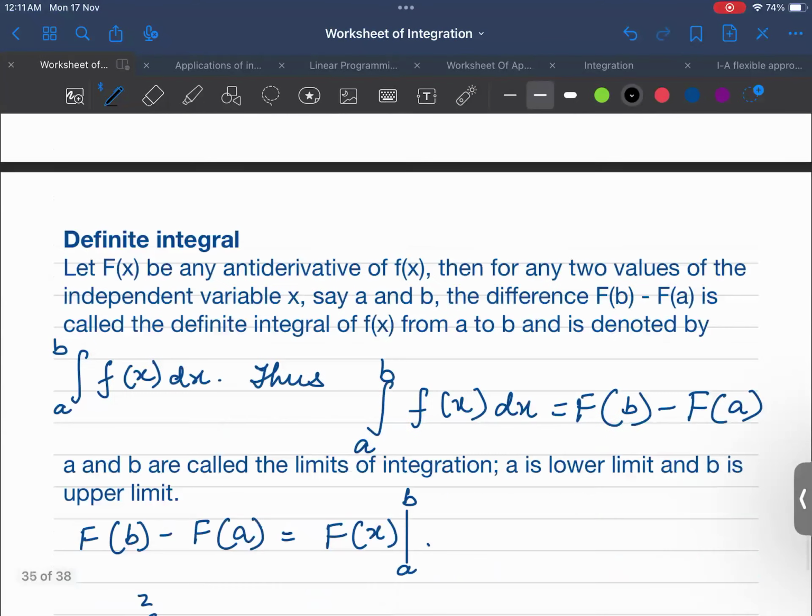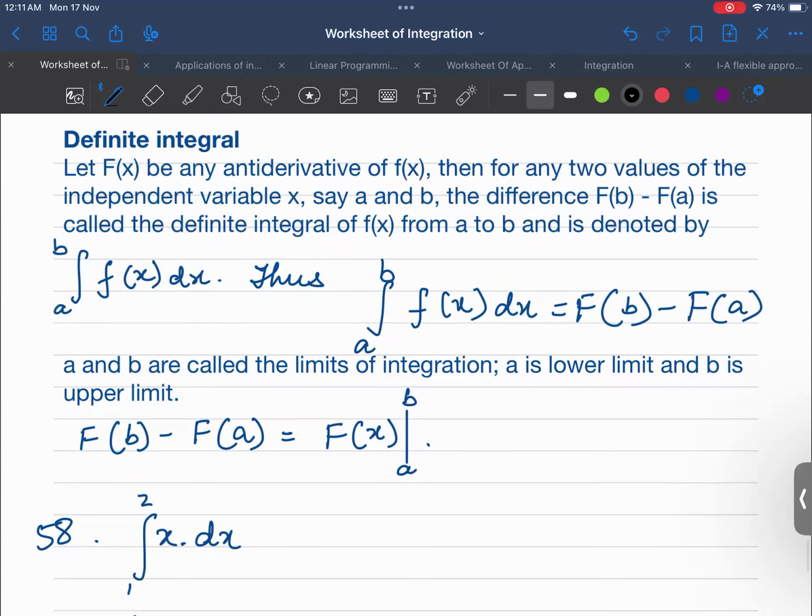Let's talk a little bit about the definite integral. I think now you are comfortable with integration by partial fractions. We have done all the 3 techniques of integration: integration by substitution, integration by parts, and integration by partial fractions, and all the 4 cases of integration by partial fractions.